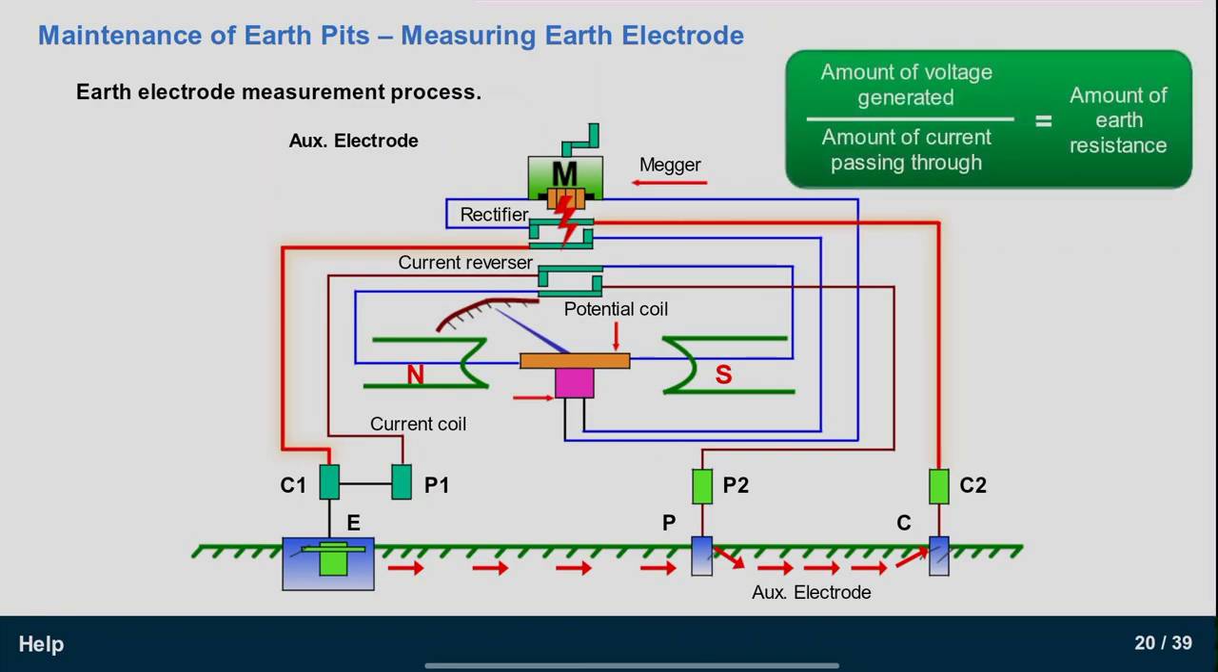So, to measure the earth resistance, the voltage generated needs to be divided by the amount of current passing through. This division will give an idea about earth resistance. Therefore, the megger is crucial in finding out the earth electrode resistance measurement. It is also referred to as the earth testing megger. This is all about the earth resistance measurement process.